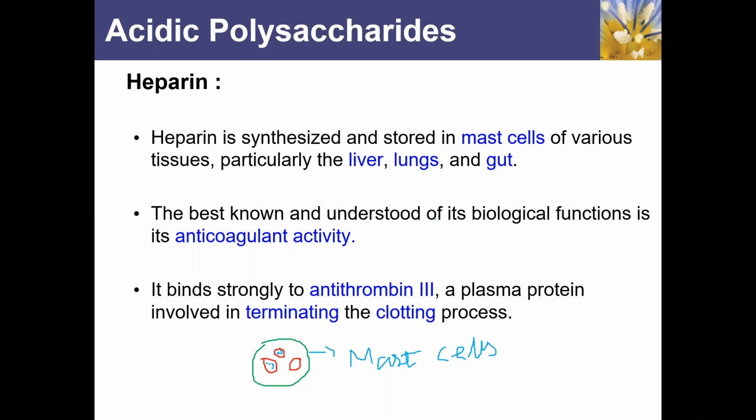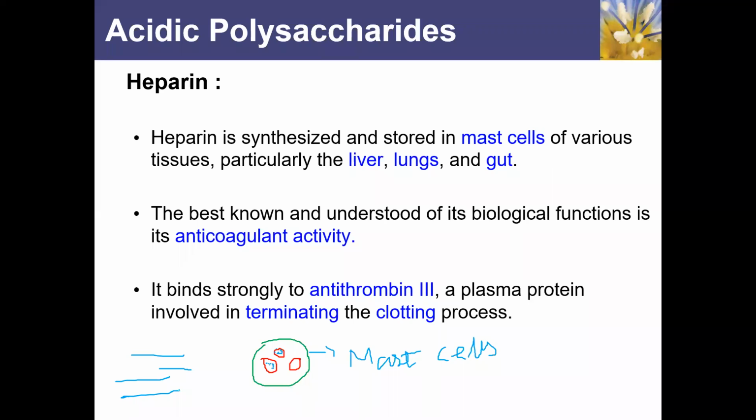And we usually find them, as I said, in the connective tissues, either in the liver, lungs, gut, or in the arterial wall, the blood vessel wall. They also produce the histamines, and histamines act as a vasodilator. They dilate the blood vessels. That we'll talk about in the immune system.